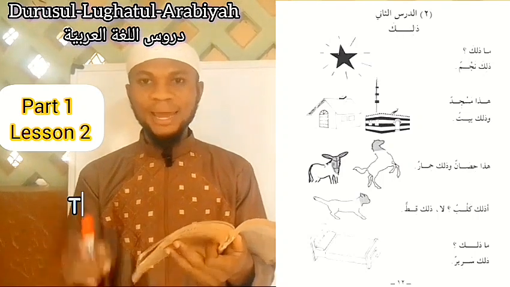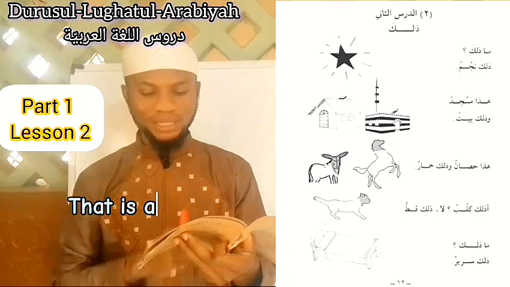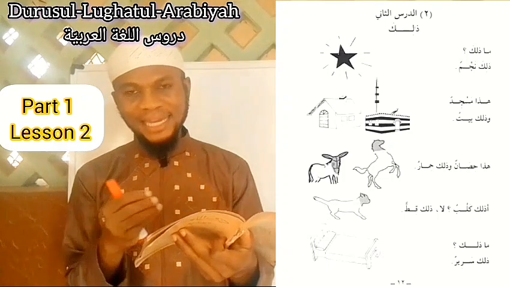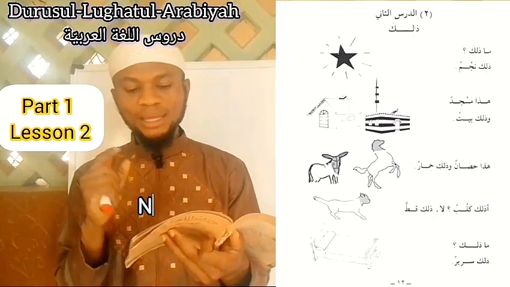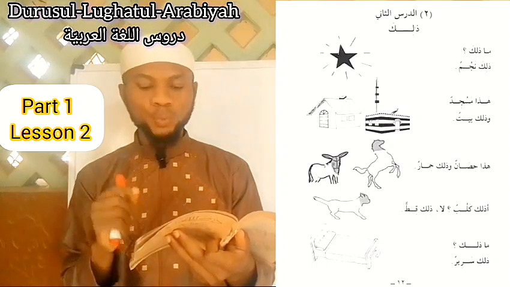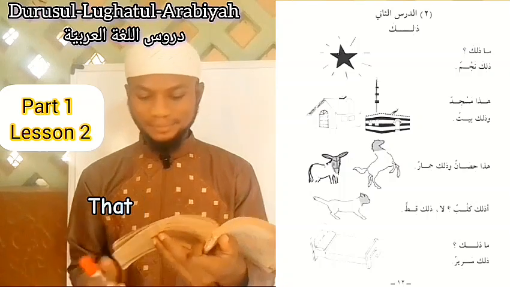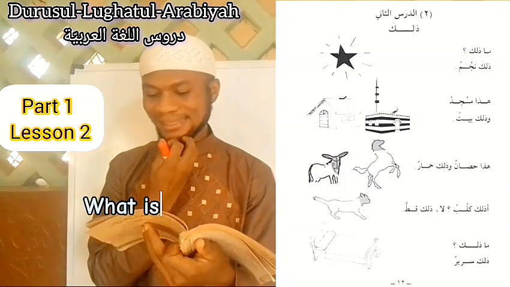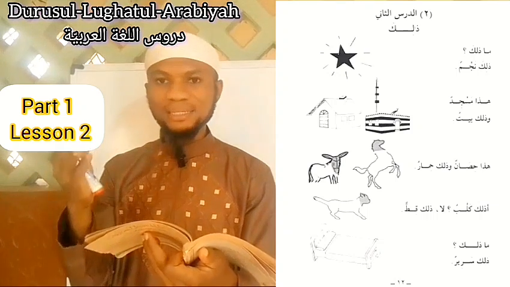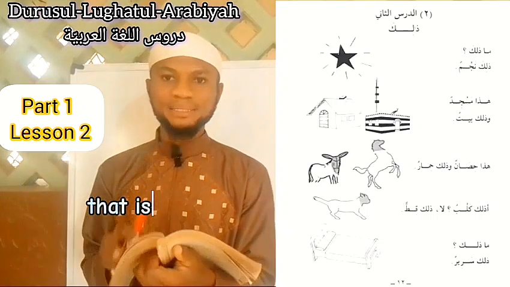وَذَلِكَ حِمَارٌ, and that is a donkey. أَذَلِكَ كَلْبٌ, is that a dog? La, no. ذَلِكَ قِطٌّ, that is a cat. مَا ذَلِكَ, what is that? ذَلِكَ سَرِيرٌ, that is a bed.